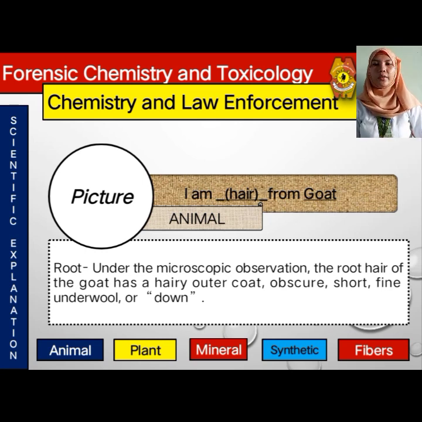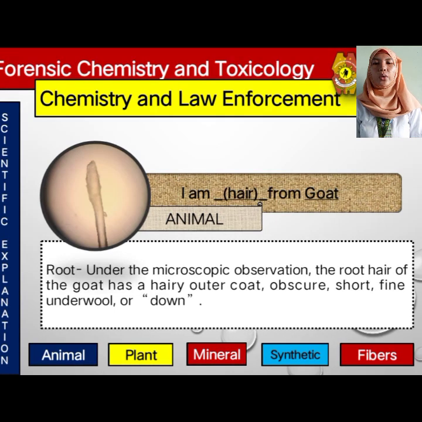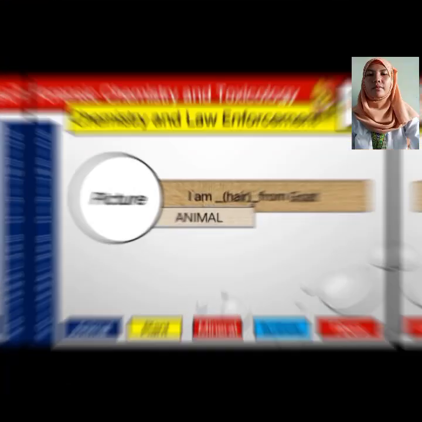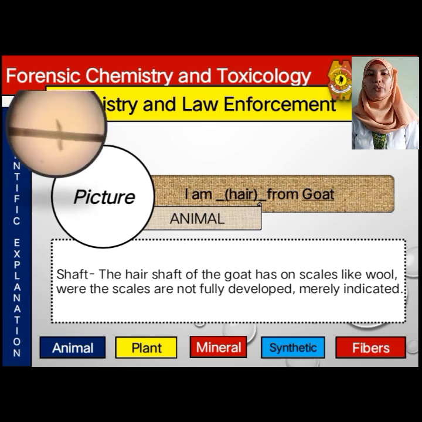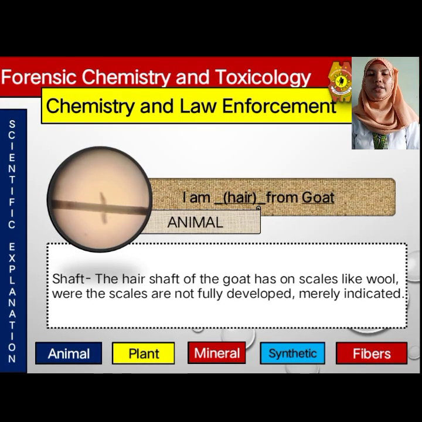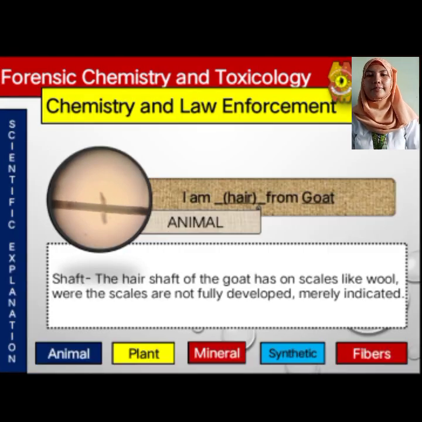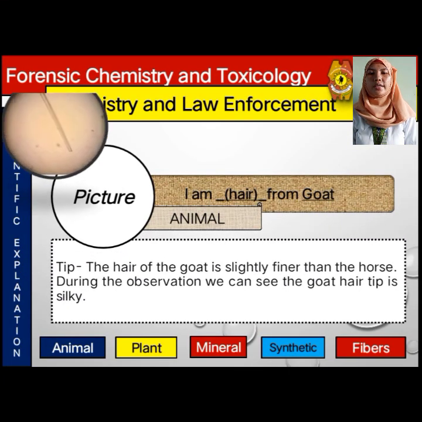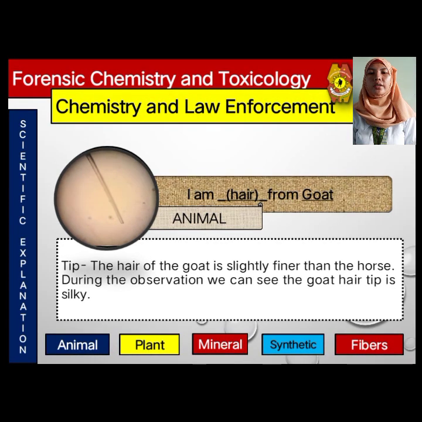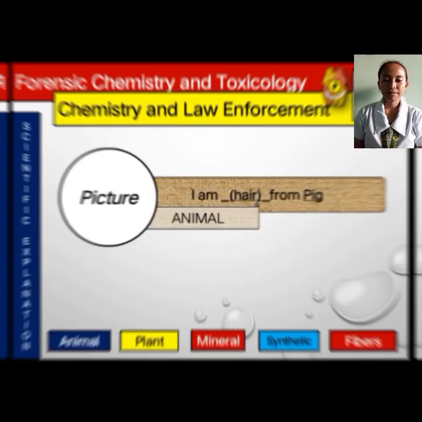Goat hair. Under microscopic observation, the root hair of the goat has a hairy outer coat, with obscure short, fine underwool or down. Shaft. The hair shaft of the goat has some scales like wool, where the scales are not fully developed, merely indicated. Tip. The hair tip of the goat is slightly finer than the horse hair. During the observation, we can see that the goat hair root is silky.